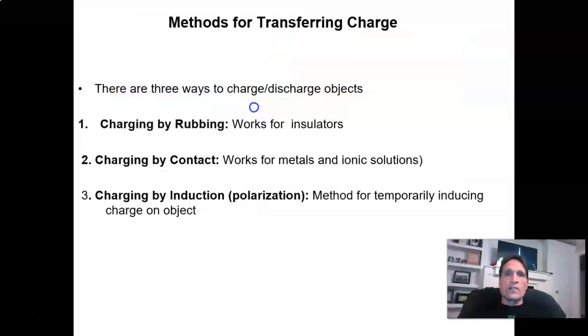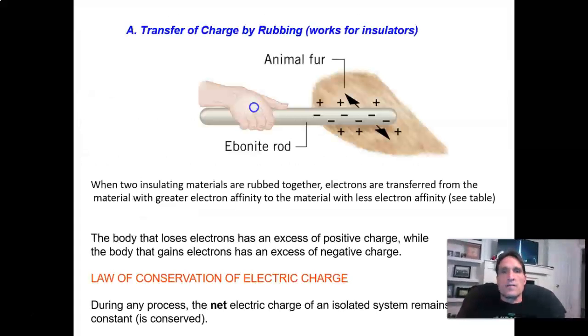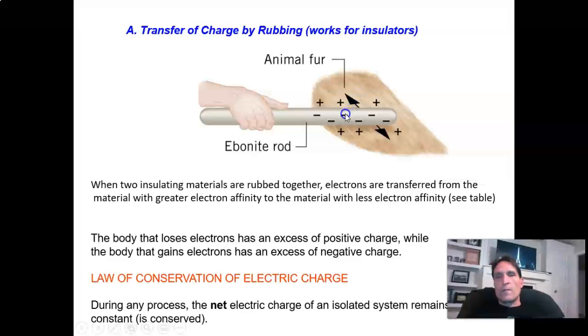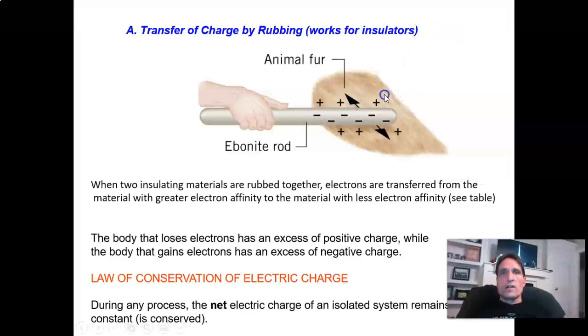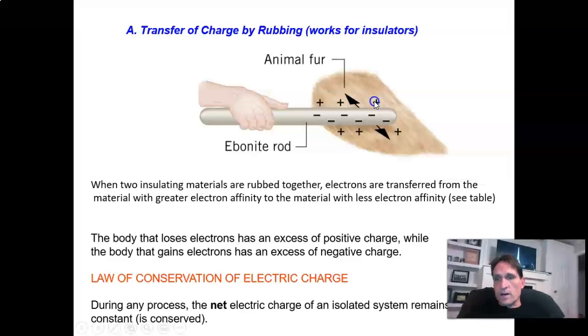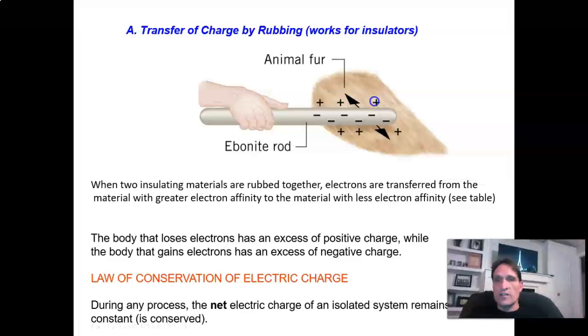Then we got into the first two methods for transferring charge. For an insulator, you can charge an object by rubbing two objects together. For example, here's fur or your hair, and here is a rod. And if you rub them together, you will transfer electrons from the fur to the rod, and the fur becomes positively charged and the rod becomes negatively charged.